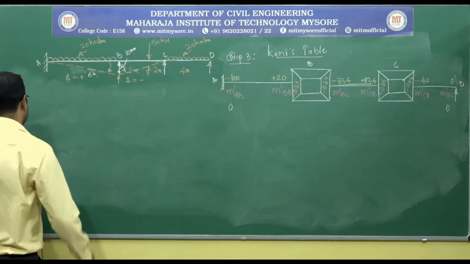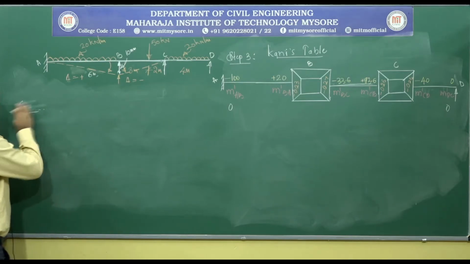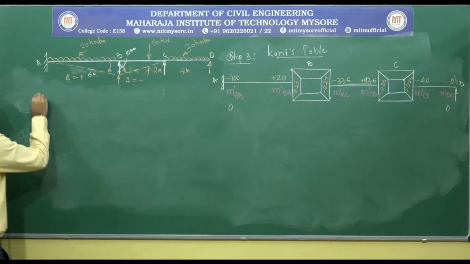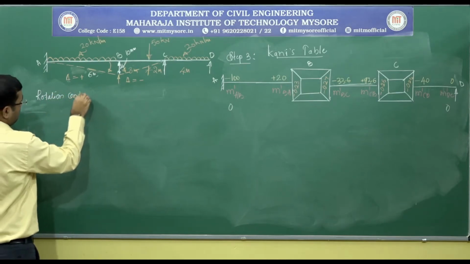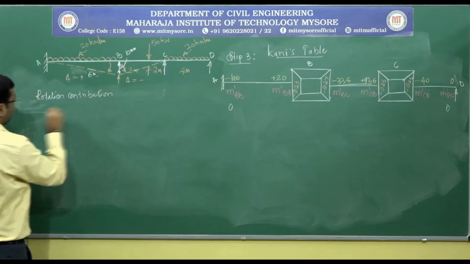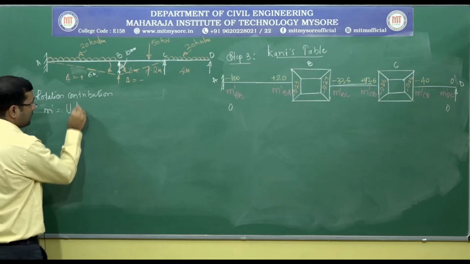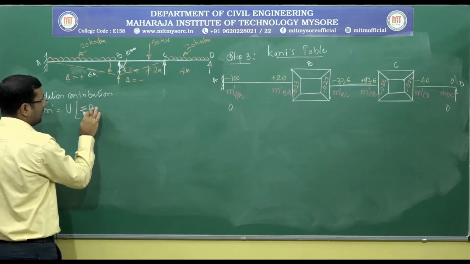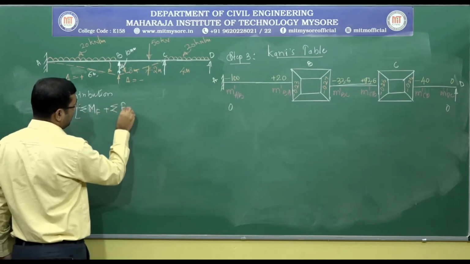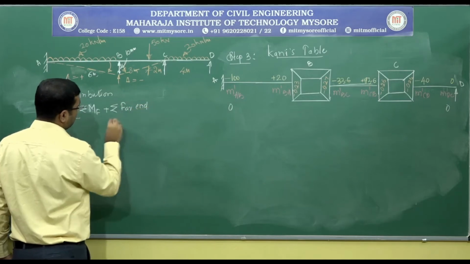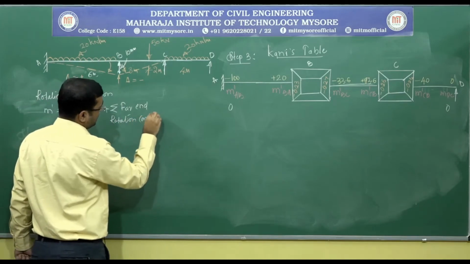So, let us start the cycle. As per cycle 1, before that I will write the general formula. Rotation contribution M dash is equal to rotation factor U into the algebraic sum of fixed end moments MF plus the algebraic sum of far end rotation contributions.